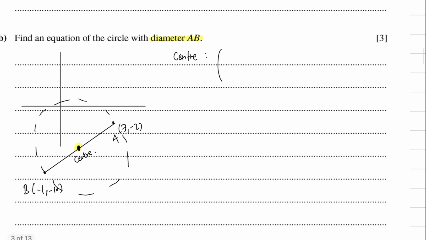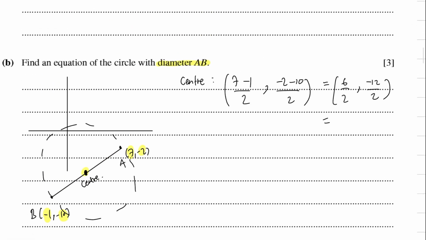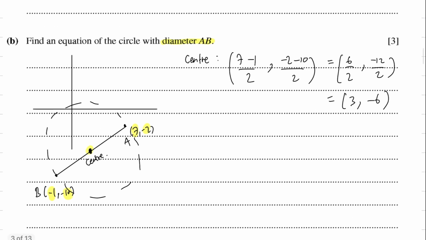So for the center, the x value, take the average, 7 minus 1 divided by 2. And the y value, you also take the average, which is minus 2 minus 10 over 2. So the center is 6 over 2, comma, minus 12 over 2, which is (3, minus 6). This is the center. Remember, to find the equation of the circle, we need two things. The first one, the center. The second one is the radius.